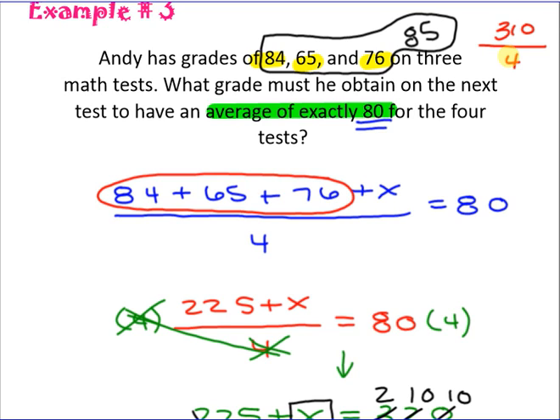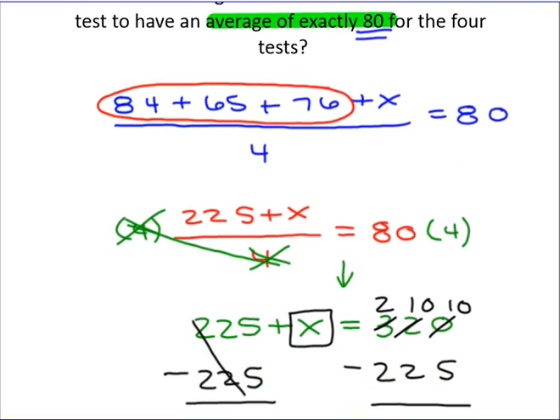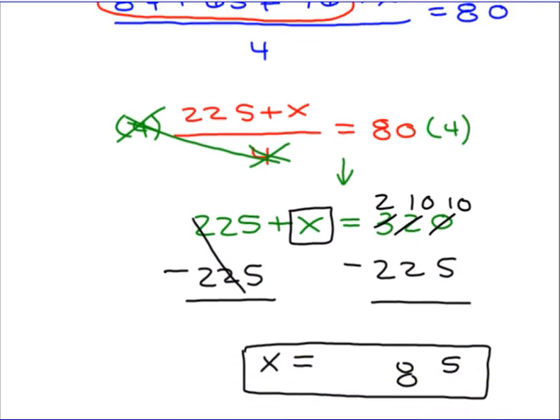Ooh, I got something wrong. I got 77.5. Let's see if I added them up right. 84 plus 65 plus 76 plus 85. So I got the wrong answer. So let's see where we went wrong here.